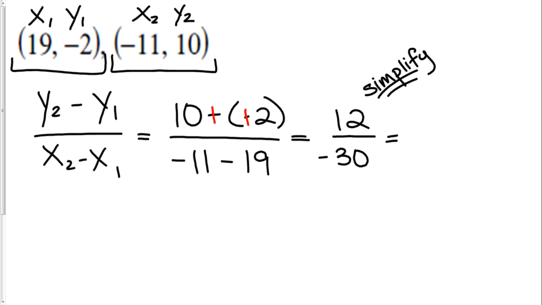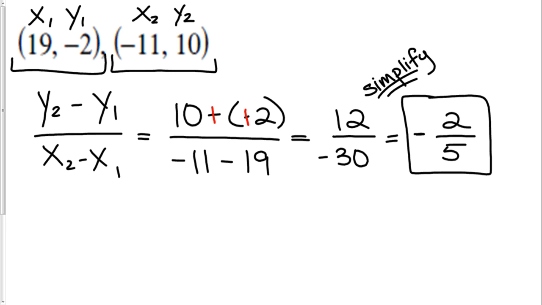So 12 and 30 are both divisible by 6. 12 divided by 6 is 2. 30 divided by 6 is 5. And we still have that negative there, that negative 30. You can put the negative on the 2, you can put it on the 5, or you can just put it out front. It doesn't really matter as long as there's only one negative sign. So our slope between these 2 points is negative 2/5, or negative 2 over 5.